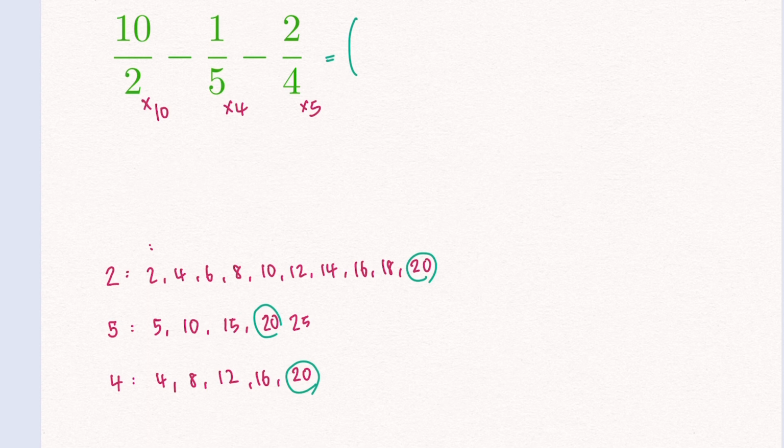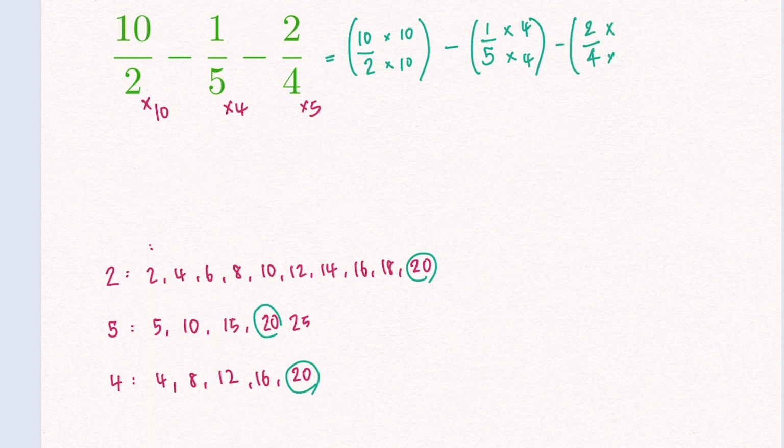So first, let's convert our fractions by timesing these numbers so that the bottoms become all 20. And I will do that by first rewriting my first fraction, which is 10 over 2, timesing both the numerator and the denominator by 10. Then I'm going to write my second fraction, which is 1 over 5, and timesing both the numerator and the denominator by 4. My last fraction is 2 over 4, and we will times both the numerator and the denominator by 5.